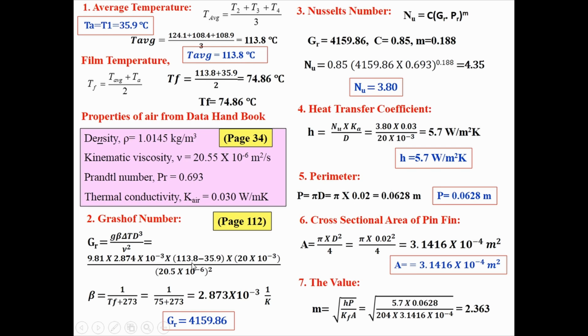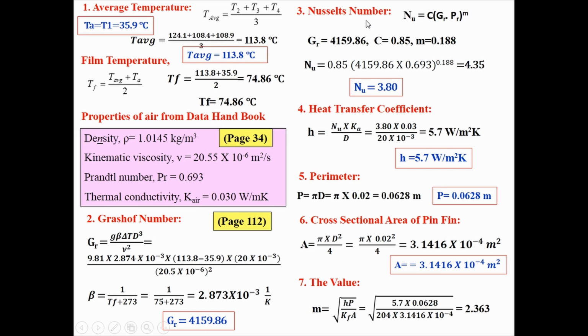Okay, fine. That I have substituted here: 113.8 minus 35.9 into D. D is the diameter of the pipe, diameter of the pin, that we already know, that is 20 mm. So convert that 20 mm into meter. Now kinematic viscosity of air you have already taken here. Now substitute g as 9.81, beta as 2.87 into 10 to the power of minus 3, delta T as 113.8 minus 35.9, into diameter of the pipe, that is 20 into 10 to the power of minus 3, divided by kinematic viscosity squared. Then substitute and you will get the Grashof number as 4159.86.